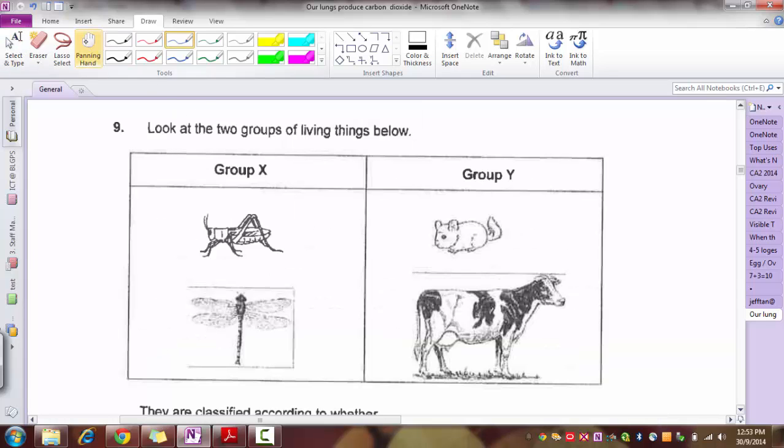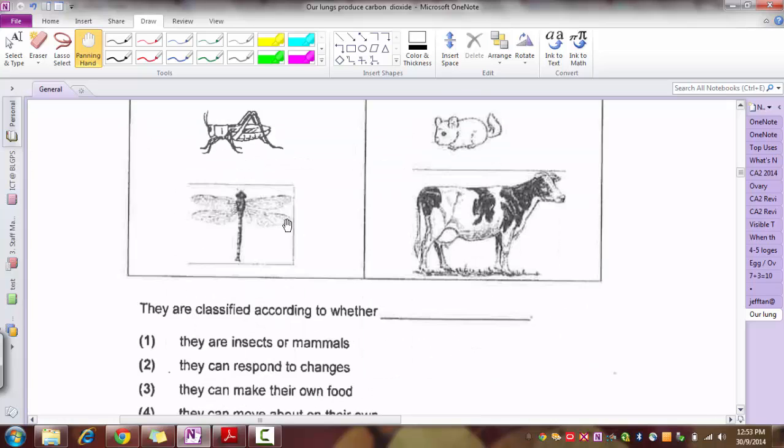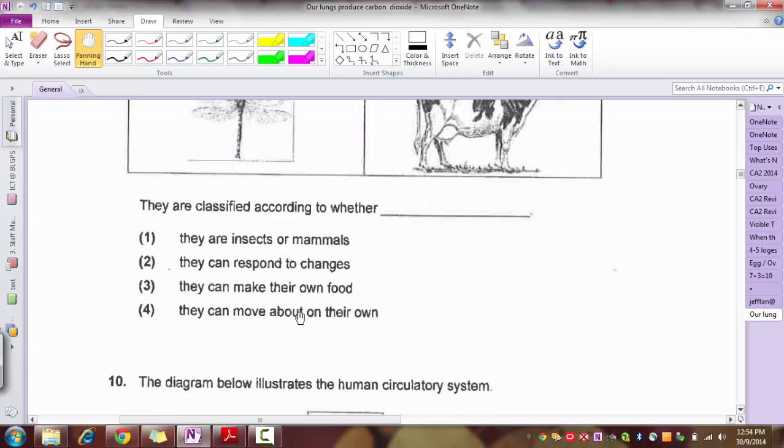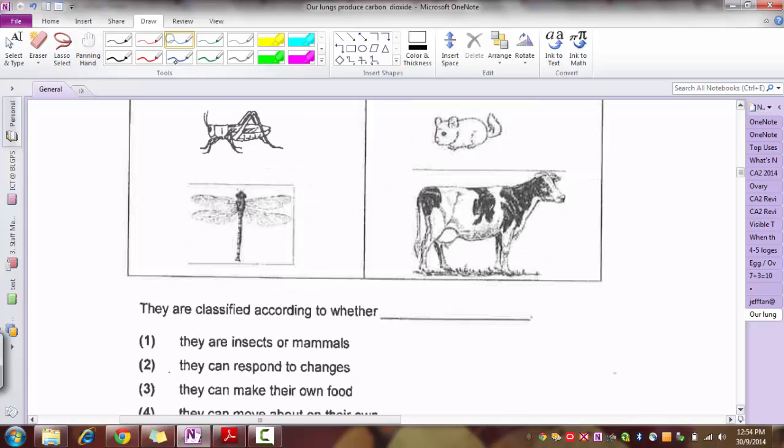Right, let's take a look at question 9. Group X, Group Y, study this. Classify according to, this is very straightforward. Respond to changes, all respond to changes. Make their own food, none of them make their own food. Move about on their own, all can move about on their own. So the only thing that they're classified under is insects or mammals.